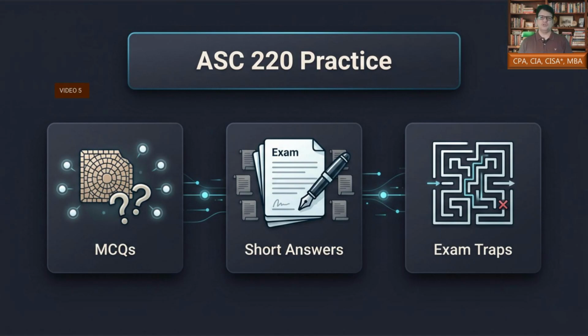Welcome students and scholars. This is the final ASC 220 practice session, and now we are going to test whether the concepts can stand on their own feet. We will work through 8 multiple choice questions and 8 short answer questions. The purpose is not just to choose answers, it is to build exam confidence and professional explanation skill. By the end, you should be able to explain net income, comprehensive income, OCI, AOCI, reclassification, unusual items, and business interruption insurance clearly. Think of this as the accounting gym session, not painful but definitely useful.